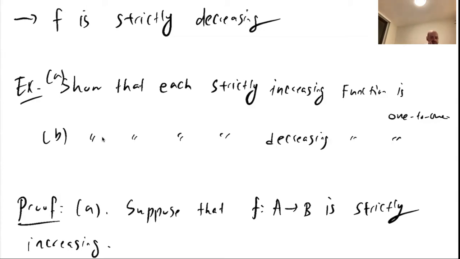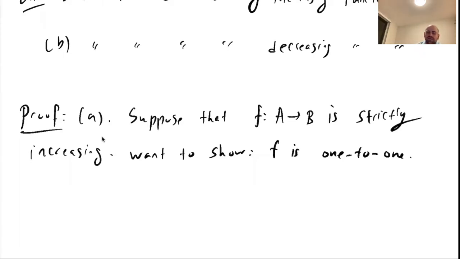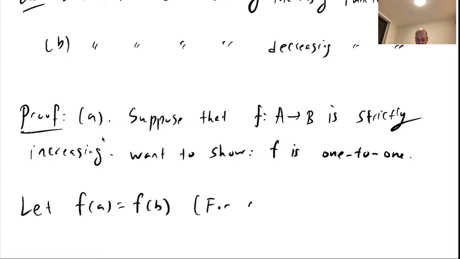strictly increasing. And we want to show that f is one-to-one. How can I show that the function is 1 to 1? I have to start with f of a equals f of b, right? So let f of a equals f of b for a and b in domain of f.